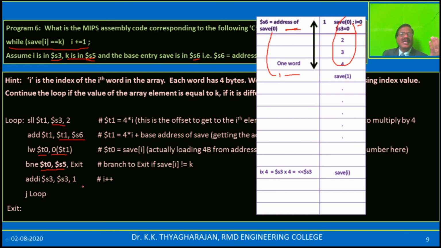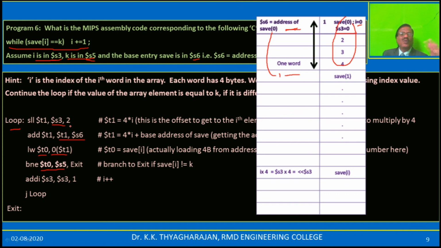If it is K, what should you do? Add immediate $S3, $S3, 1. That means S3 will be added with 1, so it is incremented and the result will be stored in S3. That means now S3 has 1, that means I is equal to 1, because S3 stores I. So now I is equal to 1, and jump to the loop. You have to jump to this loop.